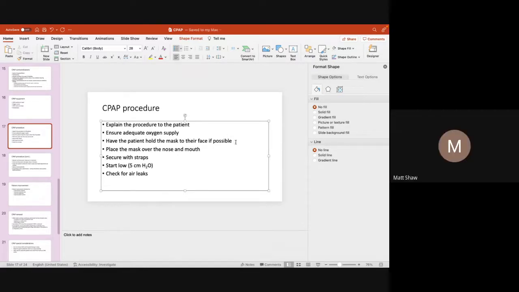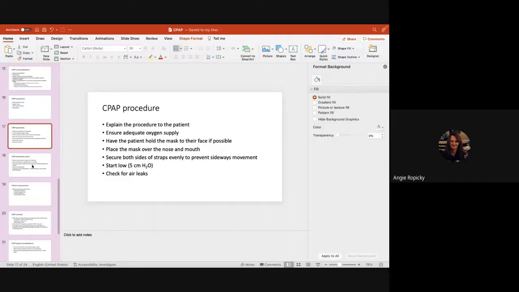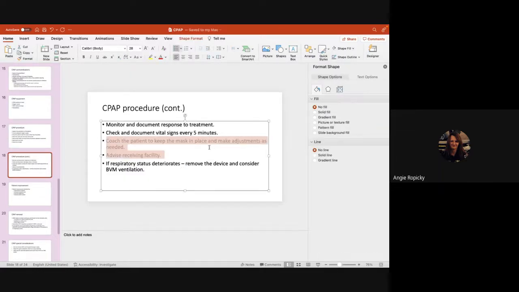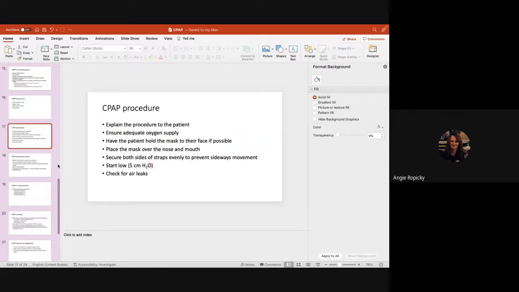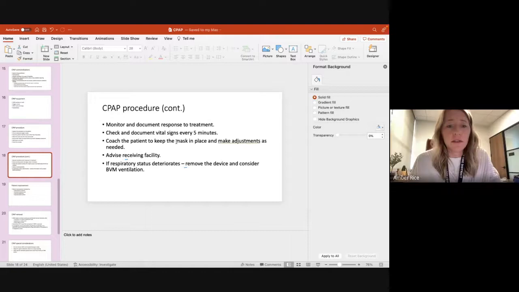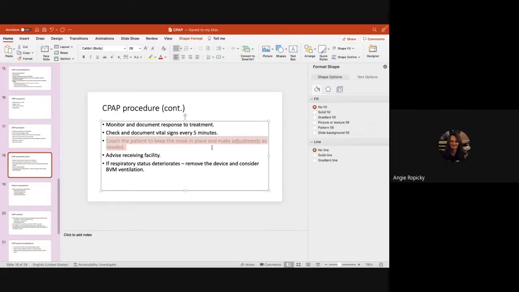Yeah. And then maybe when you say secure with straps, something to the effect of secure both sides at the same time, or both sides evenly. Otherwise, you secure the right side, it pulls the whole mask to the right, and then you're trying to fight it back to the left, if that makes sense. Yeah, absolutely. I would put something in there about coaching the patient about the procedure. I know it says explain it to the patient and then have the patient hold the mask, but BiPAP or CPAP is more effective if you can find a way to coach them through the process. Yeah, I have that on the second slide here.